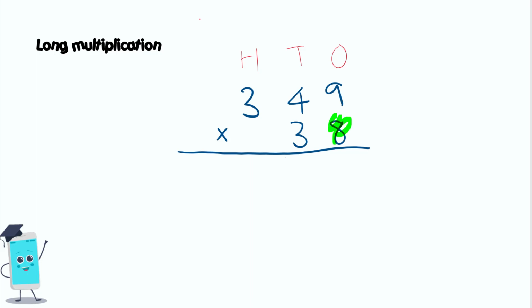Okay, so we're going to start with just focusing on our ones. Okay, so our first line, we're just going to focus on our 8s. So we do 9 times 8 is 72. So I'm going to put the 2 in the ones and carry my 7. 4 times 8 is 32. I'm going to add my 7, is 39. Put my 9 in, carry my 3. 3 times 8 is 24, plus my 3 is 27.